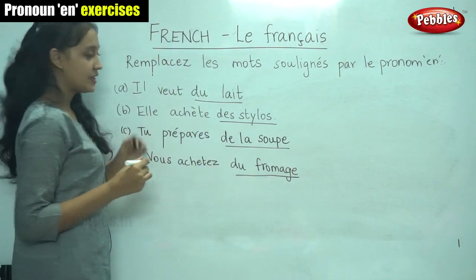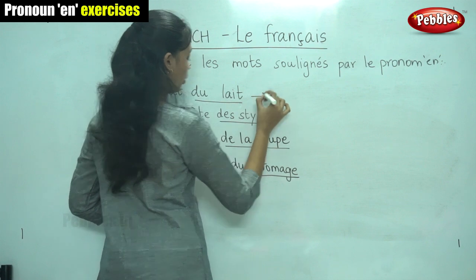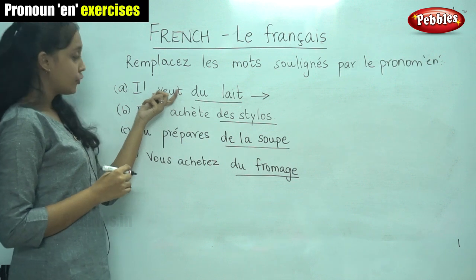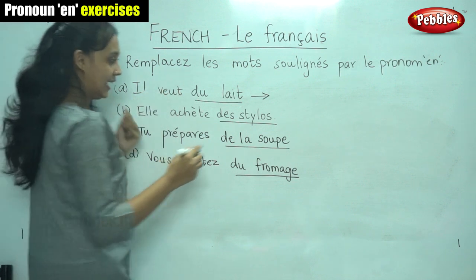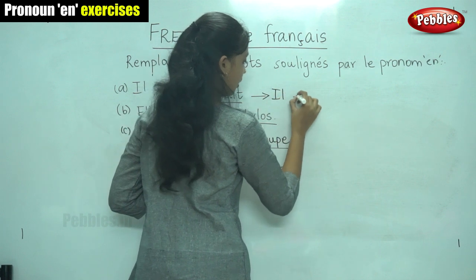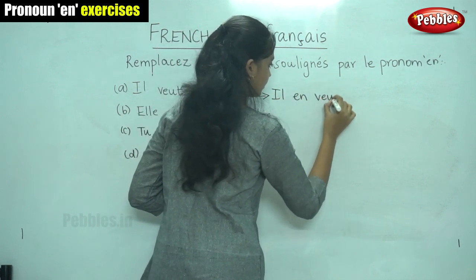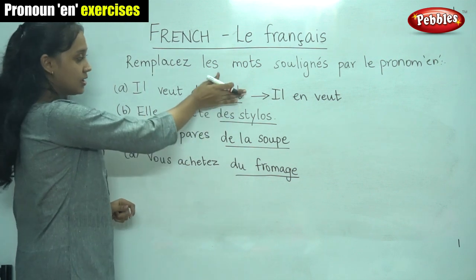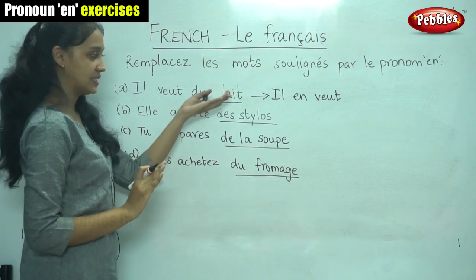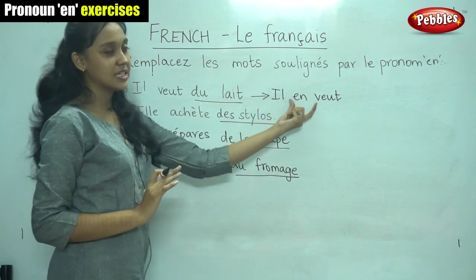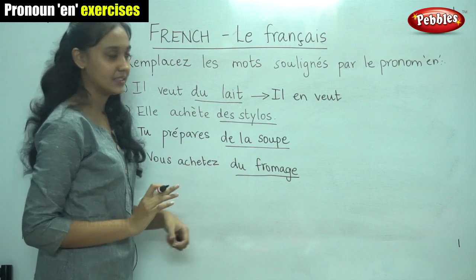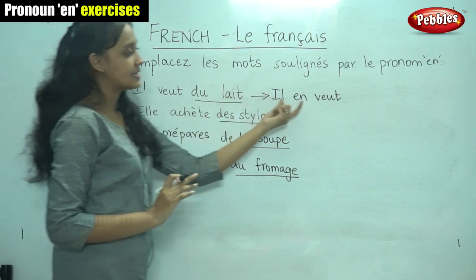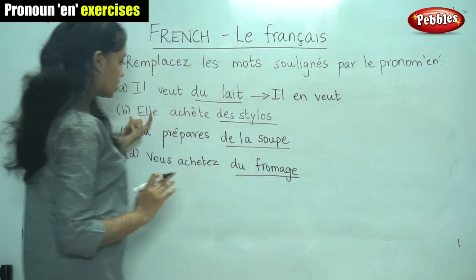Now, in the first sentence, what is the verb here? It is the verb. So, before the verb, we place en. Il en veut. And now we are replacing these words. So, these words do not have to be repeated. Instead of this, we are using en. So, we are replacing it. So, he wants some milk. He wants, this is similar to it, like I told you.